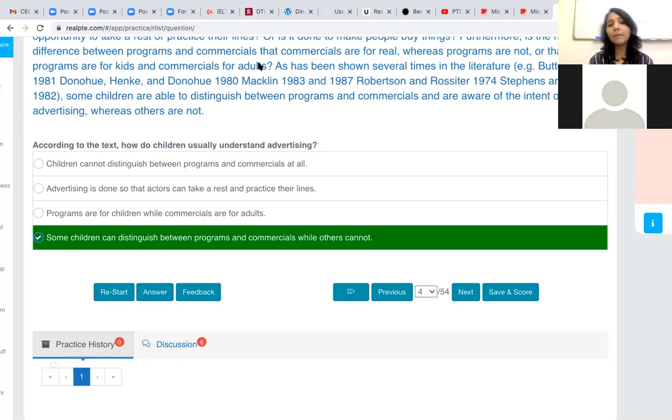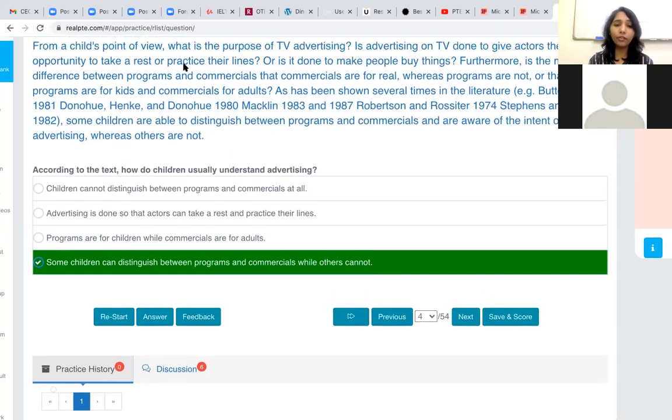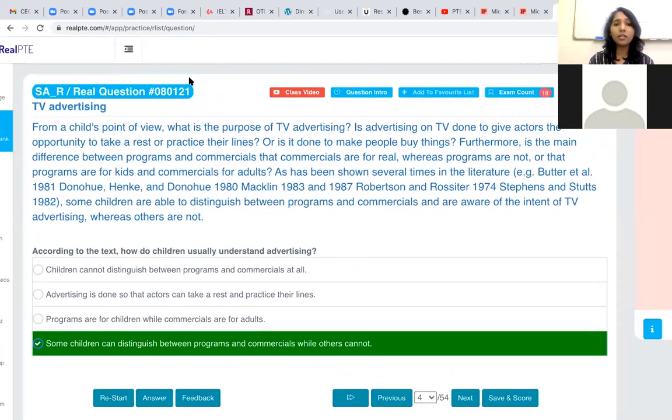So if you get stuck, do not waste your time for a long time. In a minute and a half, if you're able to locate your answer, good for you. If you can't, if you're finding it difficult, then do not think twice, choose the third option, okay?